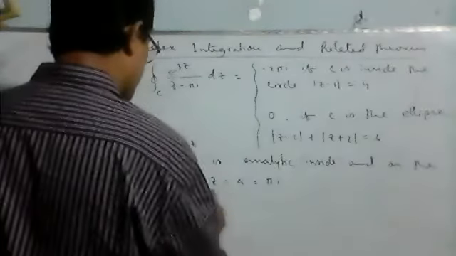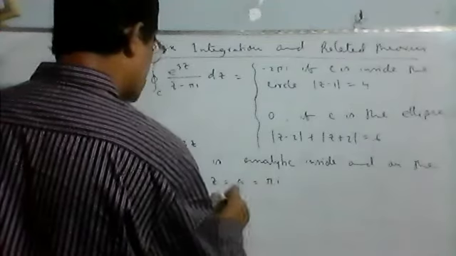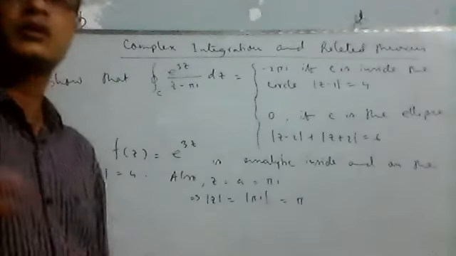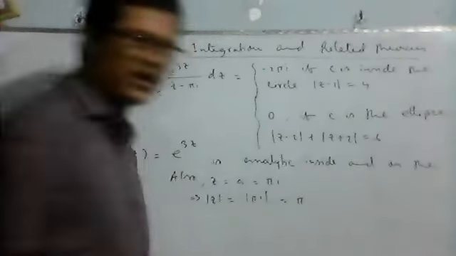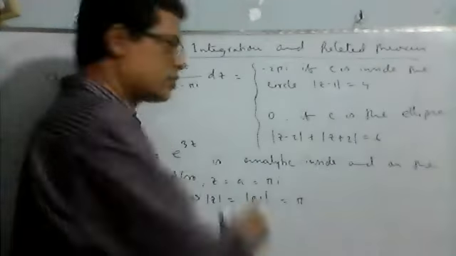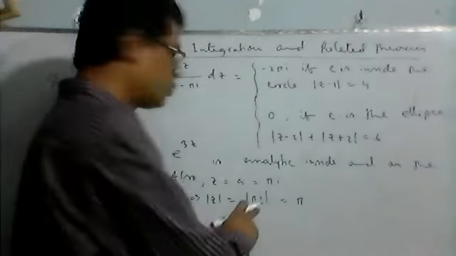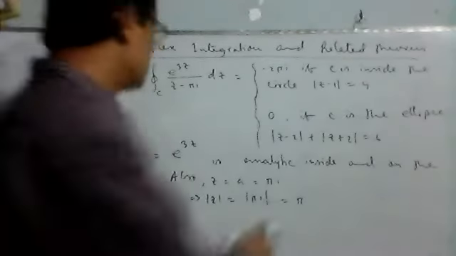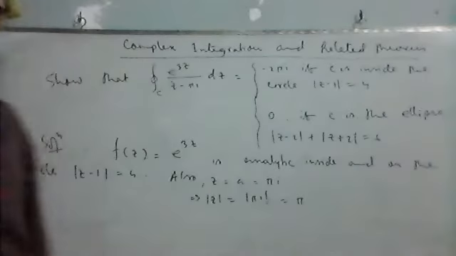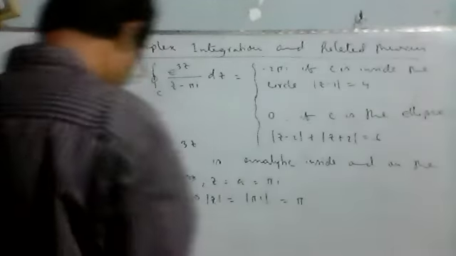So now mod z is equal to mod pi I is equal to pi. As we know, the modulus of I is 1. So the modulus of z is pi here. We know the value of pi is 3.14, which is less than 4.